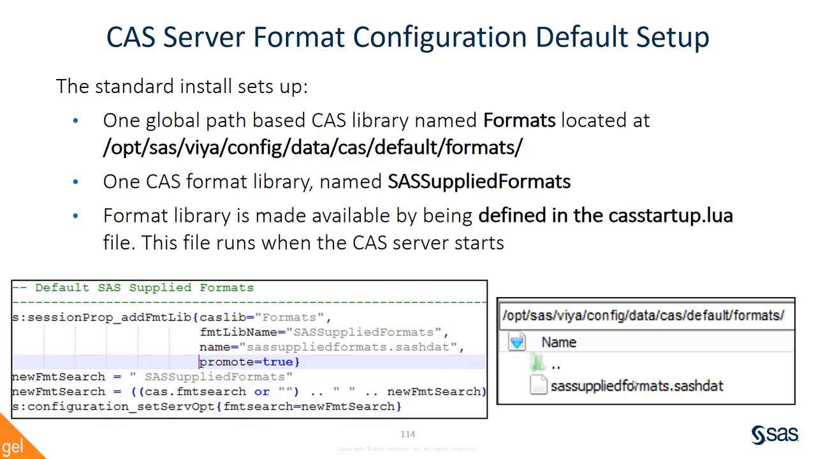So if you want to compare it to 9.4, the CASLIB is the library. And in 9.4, we had a library and our formats were in catalogs inside the library. In Viya, there's a CASLIB, and then our formats are in a CAS format library within the CASLIB. And the format library is in SAS HDAT format. It's a type of SAS HDAT file. Okay?